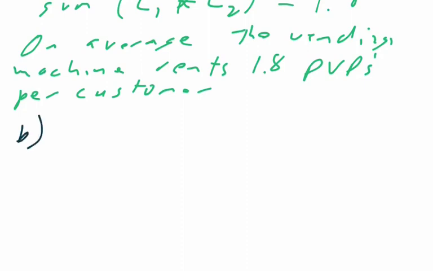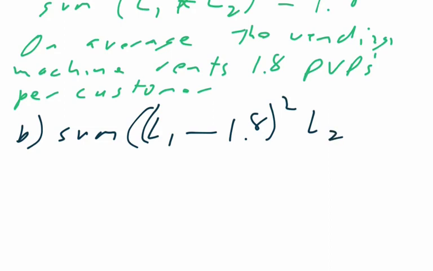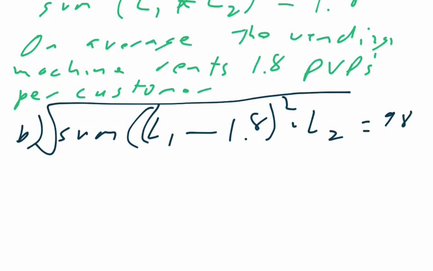For part B, I'm going to do the sum of L1. Don't forget the second parentheses because then you're going to be asking me what's wrong with the calculator. And I need to square root this whole thing. So that's going to give me the standard deviation. And that turns out to be 0.98 on average.